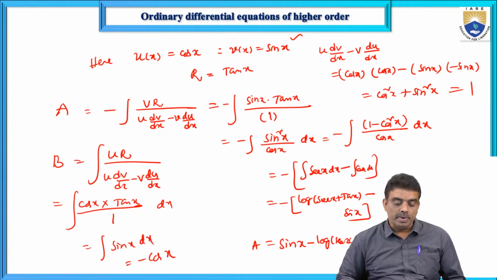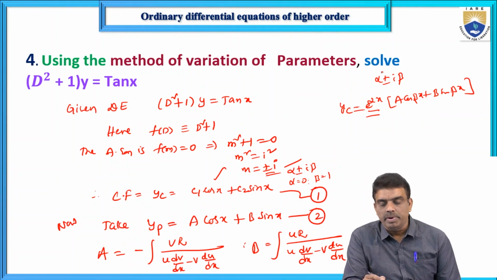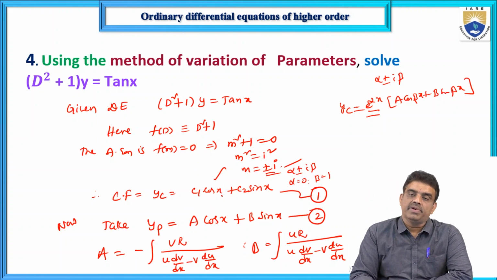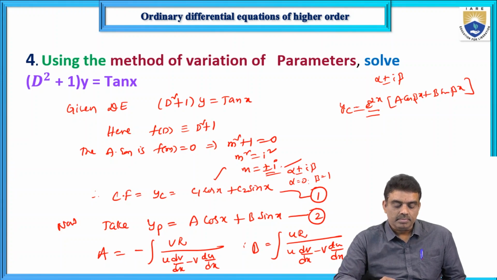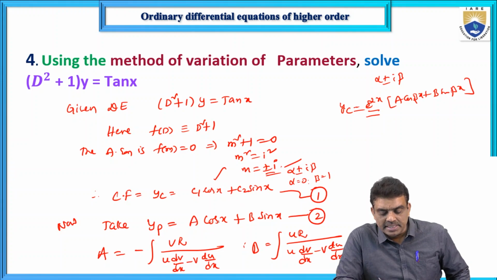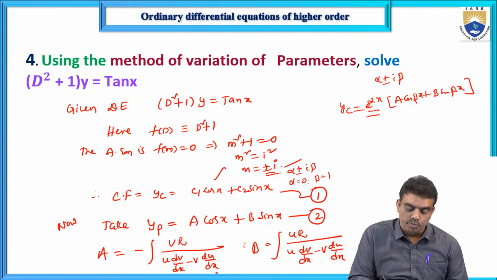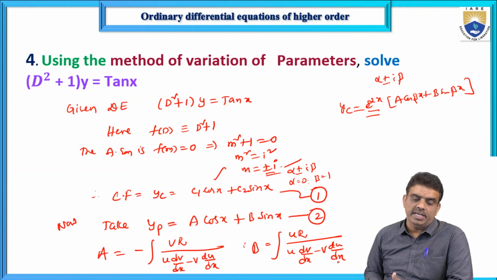Just I will explain this problem. Method of variation of parameters. We find the complementary function as usual. Here f of m is m square plus 1, and f of m is equal to 0, and finding the roots m equals plus or minus i, then the complementary function will be in the form c1 cos x plus c2 sin x. That is the complementary function. Now, we take the particular integral by changing the parameters c1 and c2 and write the new parameters a and b, that is a cos x plus b sin x, where a and b can be calculated by the formulas minus integral V r by u dv by dx minus V into du by dx, and b can also be calculated by the formula integral u r by u dv by dx minus V du by dx.